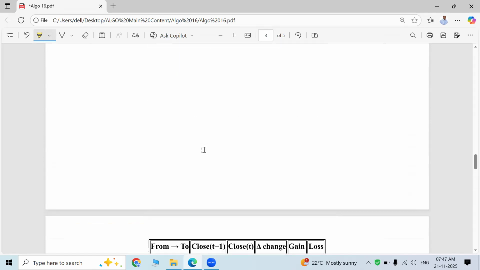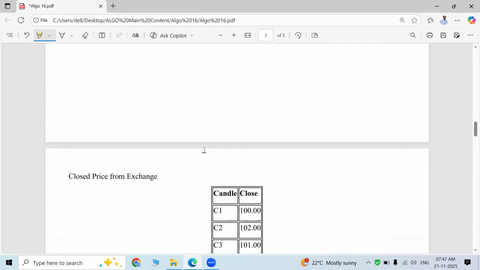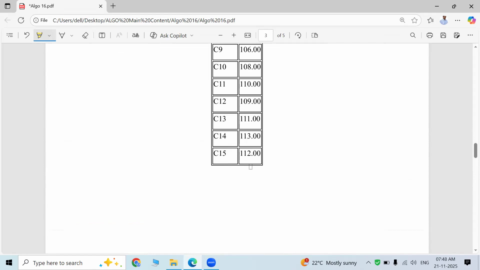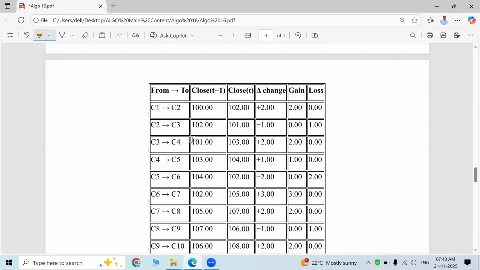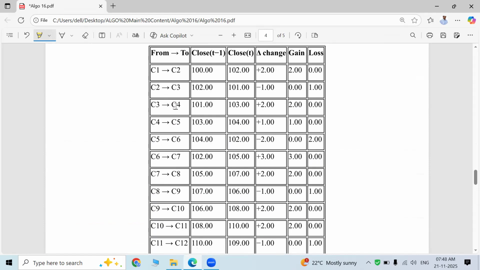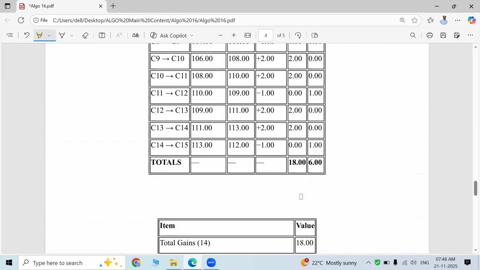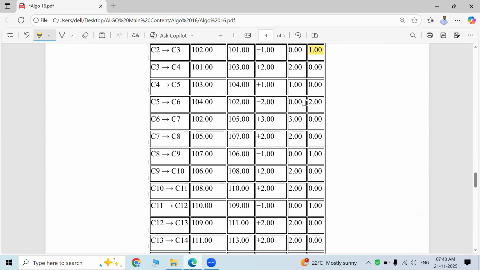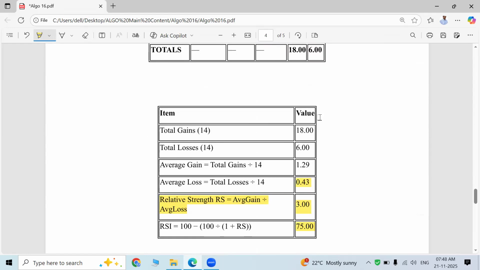Now let me tell you the process again. We have taken 15 different prices. Then we subtracted the new price from the previous price. So either we get gain or we get loss. If we get gain, we are going to add that gain into this. And if we get loss, we are going to add the loss. We need to consider if the loss is even negative, it's an absolute value. Then we are going to find out the total of the gain and loss for 15 cycles.